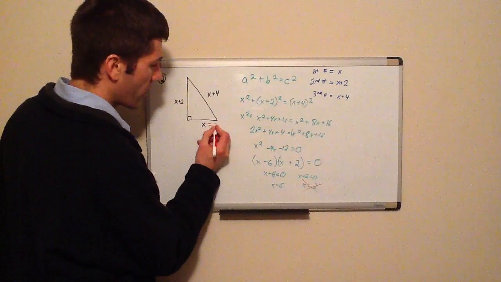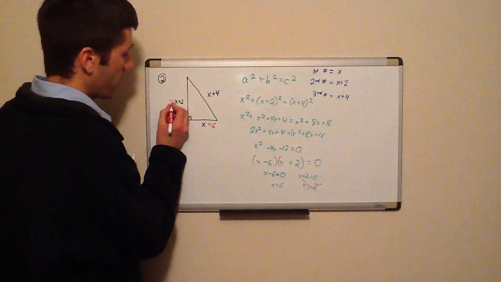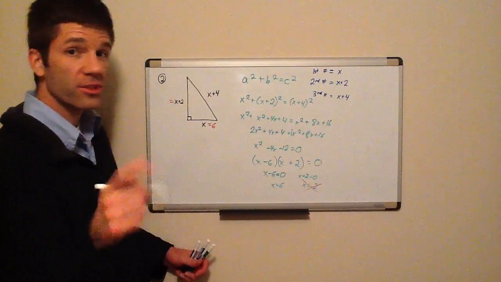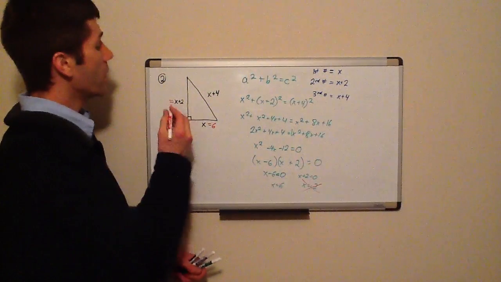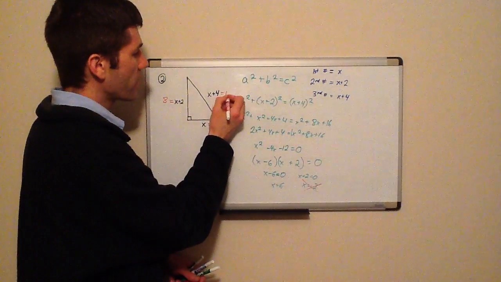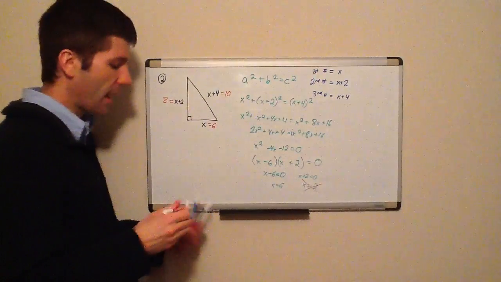What are they? They are 6. What comes after 6? Don't say 7. What comes after 6? Because they're consecutive and they're even. So x plus 2 would be 6 plus 2, obviously 8. Next one after that is 10. 6, 8, 10. That was number 2.